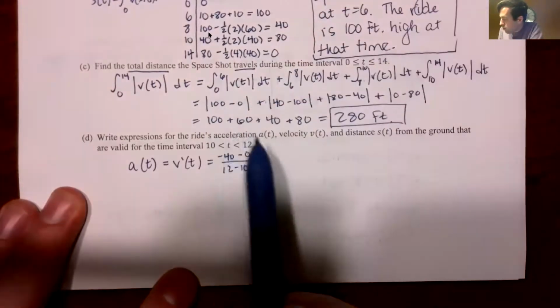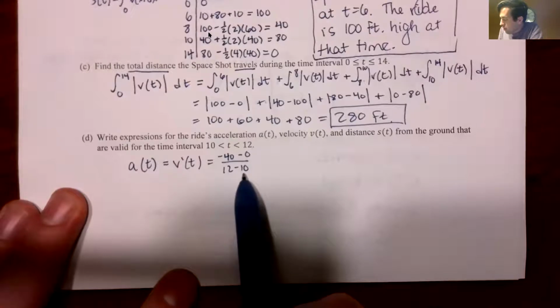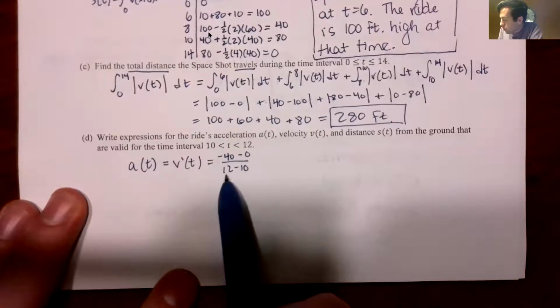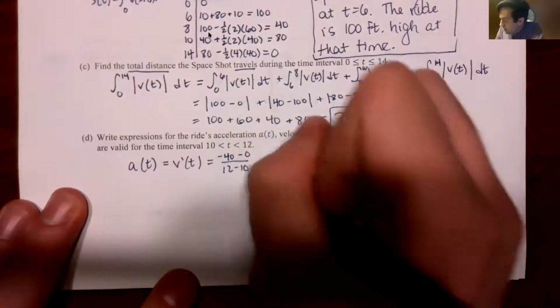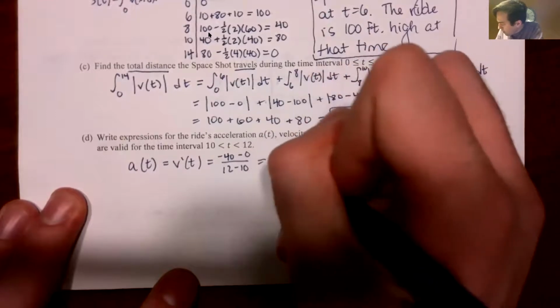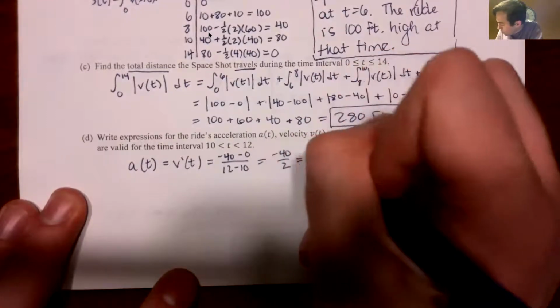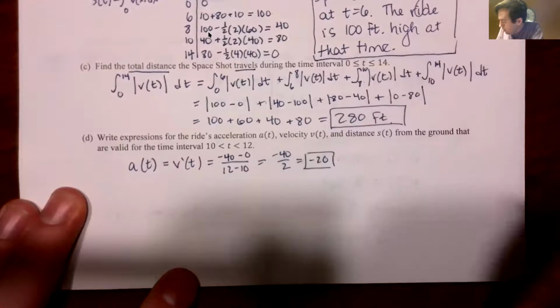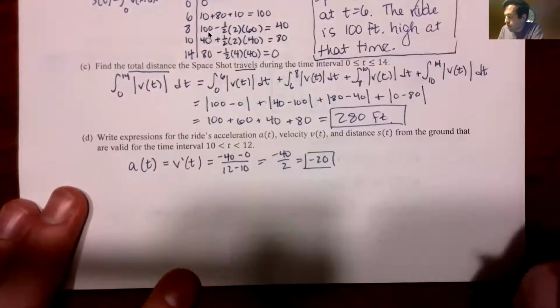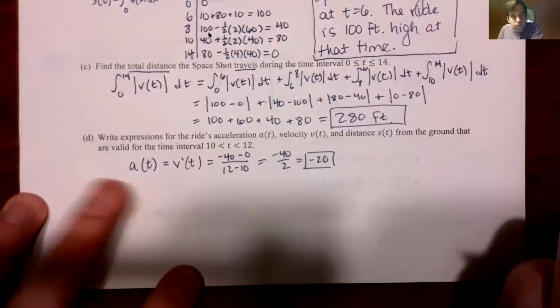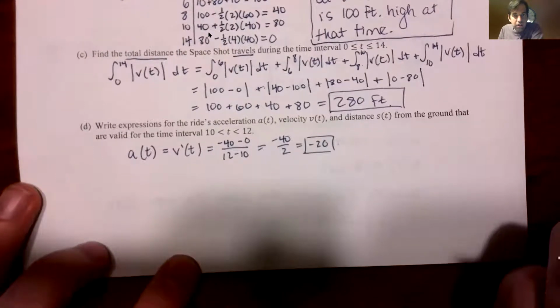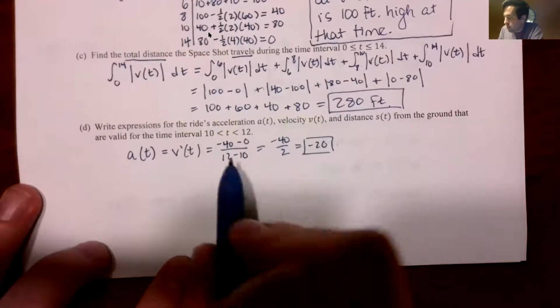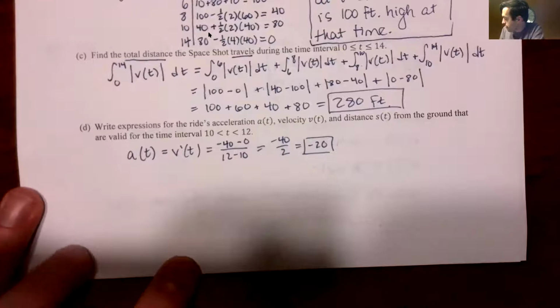So I took the 2 points. At 10, we had a y value of 0, and at 12, we had a y value of negative 40. Plug those in, we get negative 40 over 2, or negative 20. So that is the slope of the velocity, which is our acceleration function. Now that's not true for the whole function, but we only care between 10 and 12, so that's valid.